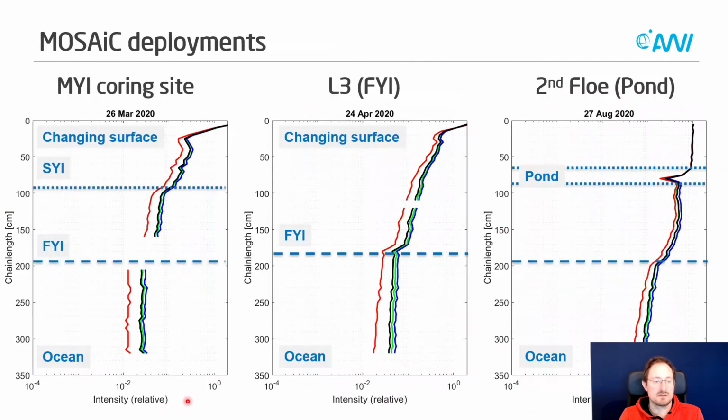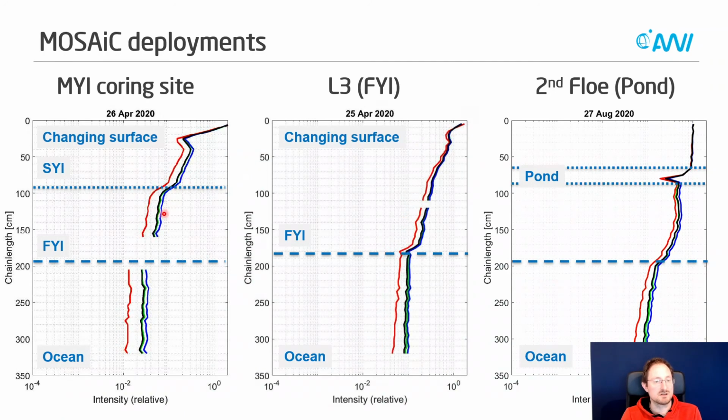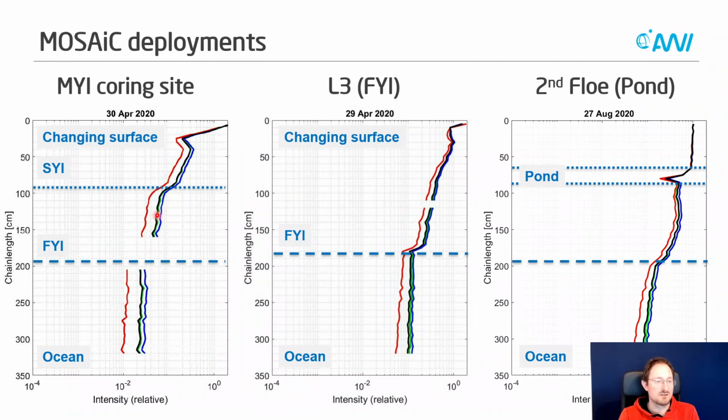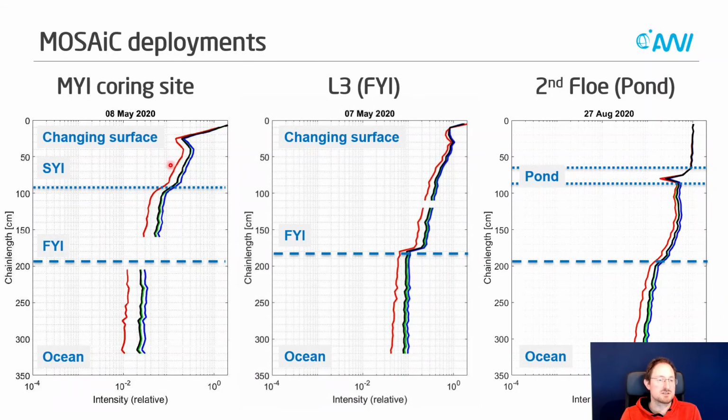So here I want to show you some videos now from the more recent deployments that we have made during the Mosaic campaign. And there you see, for example, here on the left side, this is the deployment that started on the Mosaic main coring site. And what you see here, first of all, you can see temporal changes, but you can also see how the top layer of the ice has a different attenuation characteristics than this ice further down in the ice column. So you see clear differences here between the older ice and the newly grown ice of the new season.